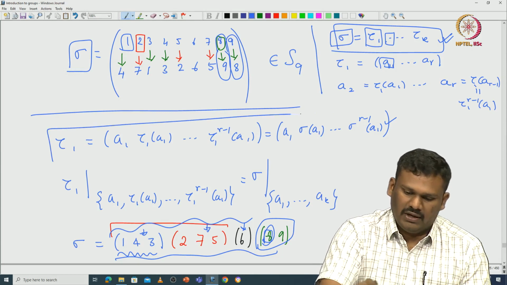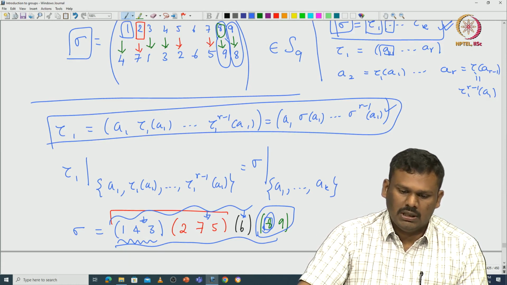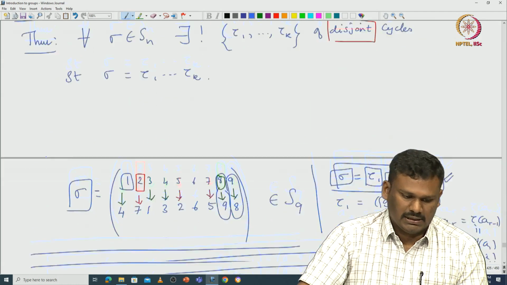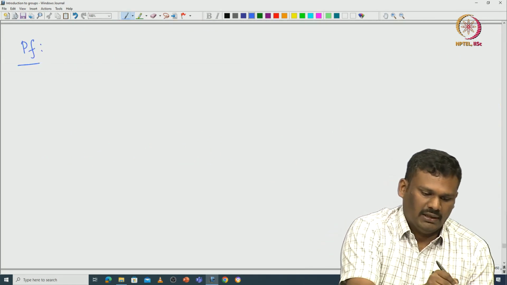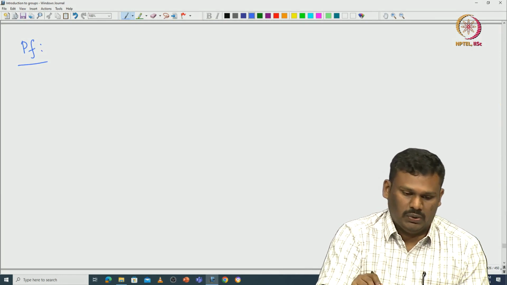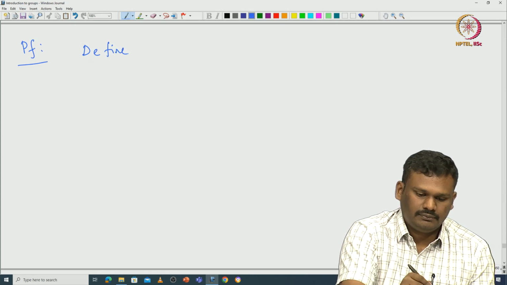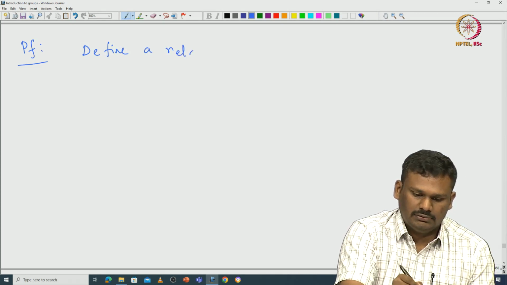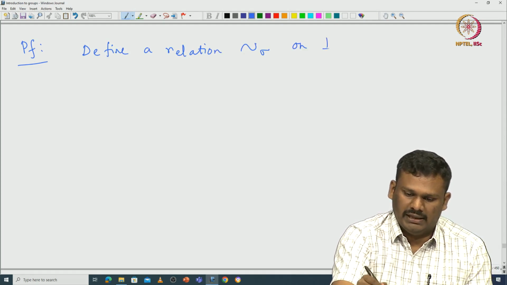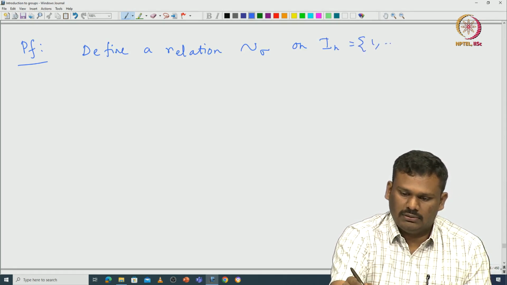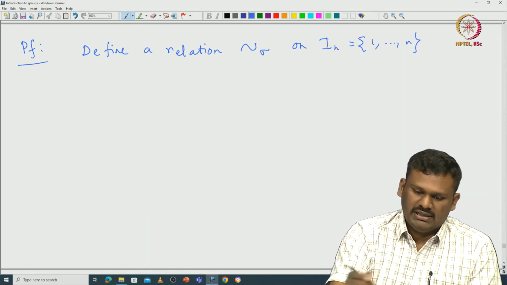So, already we have seen what we should do from this cyclic decomposition. So, let us do it rigorously. To do this rigorously, we need to define an equivalence relation on the set {1, ..., n}. So, define the following relation, call it tilde sigma, on I_n, which is 1 to n. So, how is it defined? It is defined as follows.